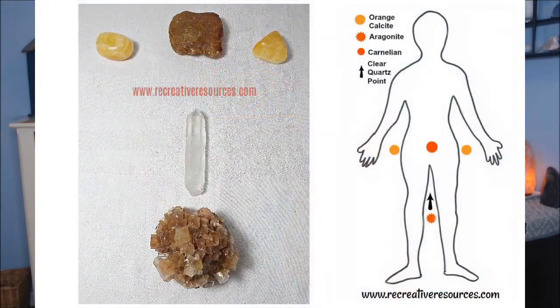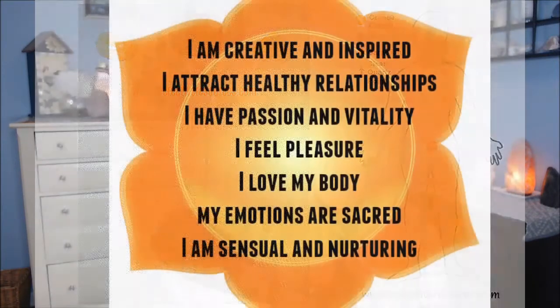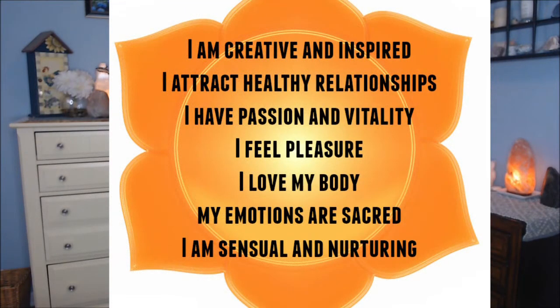And here's an example of a sacral chakra crystal body layout using Aragonite. The objective of this body layout is to assist in balancing and opening the sacral chakra. I'm using one Aragonite, a carnelian, a couple of orange calcites, and a clear quartz point. This is a great layout also to perform during a full moon. And affirmations: I'm creative and inspired, I feel pleasure, I love my body.